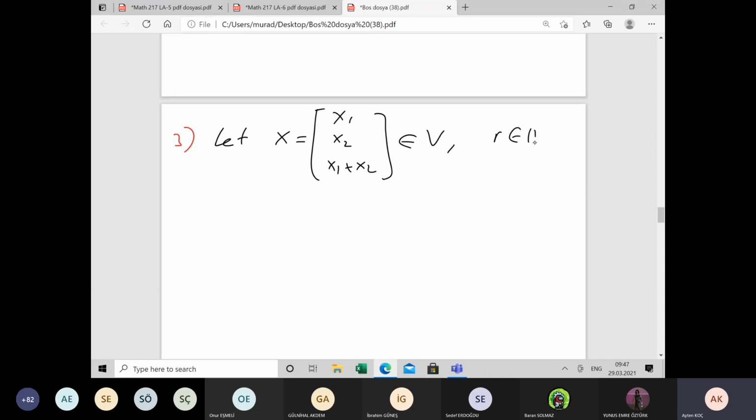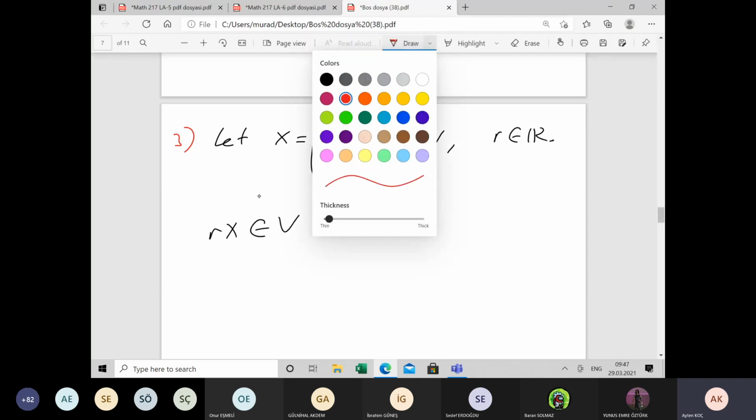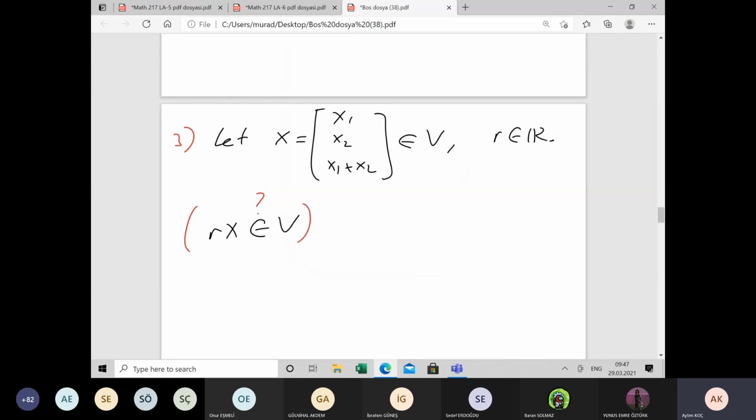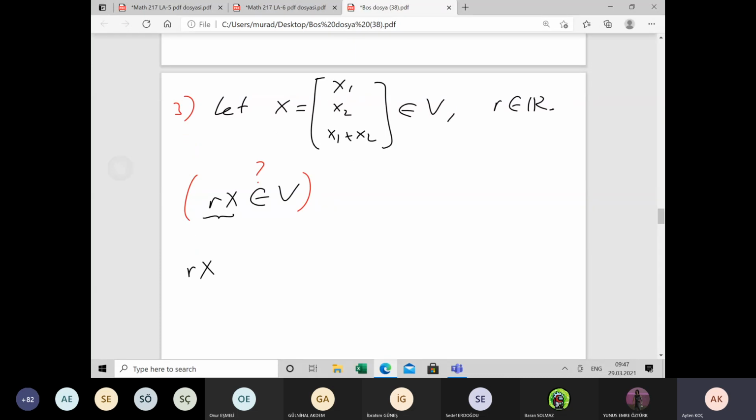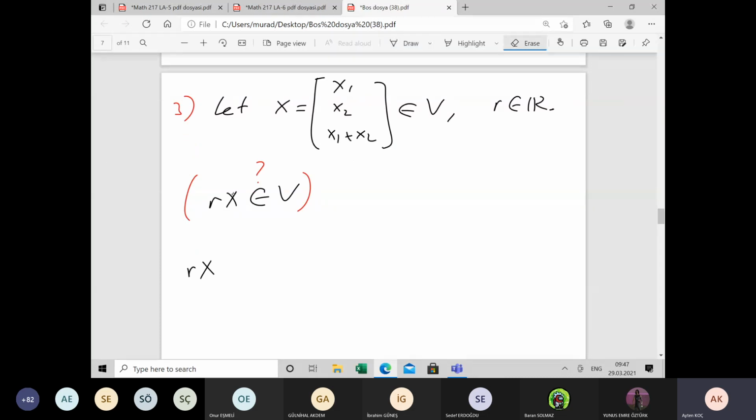Our aim is to show that V is closed under scalar multiplication, that is, r times x is in V or not. So how to show that? Compare to this one, r times x. Here r is a scalar and x is our vector in V: x1, x2, x1 plus x2.